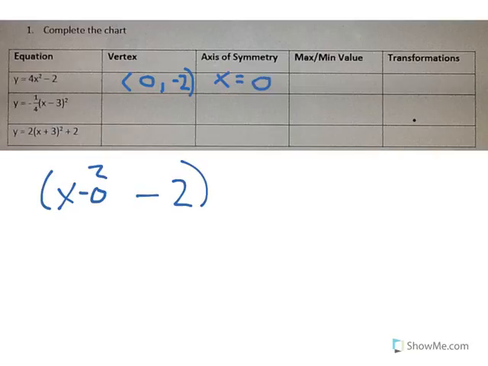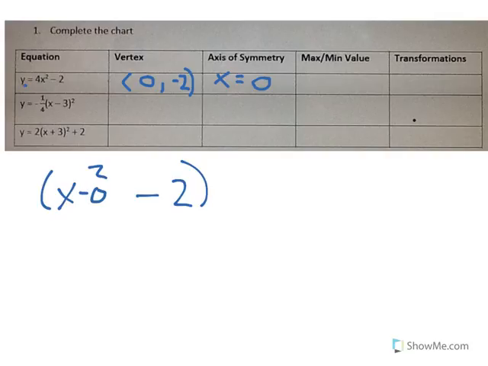Our max or min value is always going to be the y value of our vertex, and we know if it's a max or min depending which way the parabola opens. Because our a value, in this case 4, is positive, we know it's going to open up. So we're going to have a minimum value at y equals negative 2. It's going to be the lowest point of our parabola.